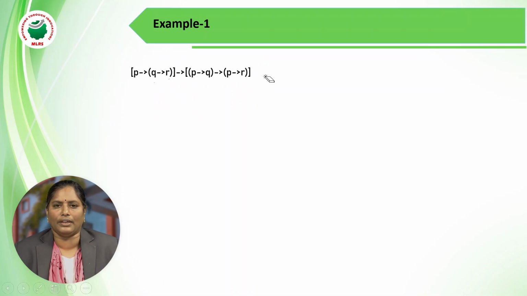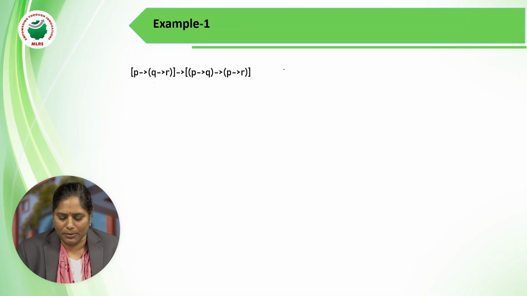Then, how do we find whether it is a tautology, contradiction or contingency? First identify the number of variables. The number of variables in the statement is 3. The 3 variables are P, Q, R.